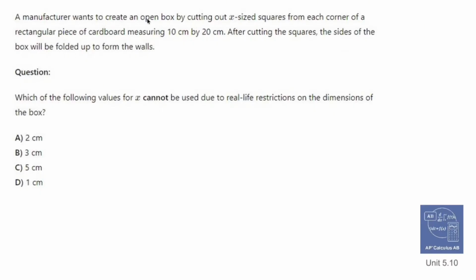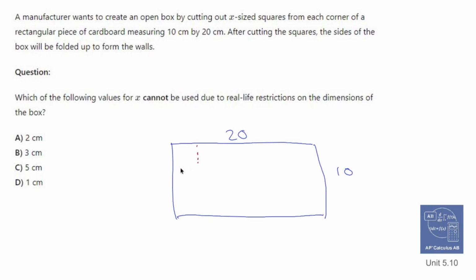A manufacturer wants to create an open box by cutting out X-sized squares from each corner of a rectangular piece of cardboard measuring 10 by 20 centimeters. So let's do our best to draw that picture right here. Okay, so we have a rectangle. This would be 20, this would be 10. I am cutting out X-sized squares out of each corner.